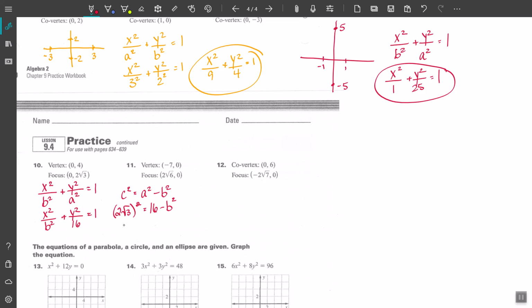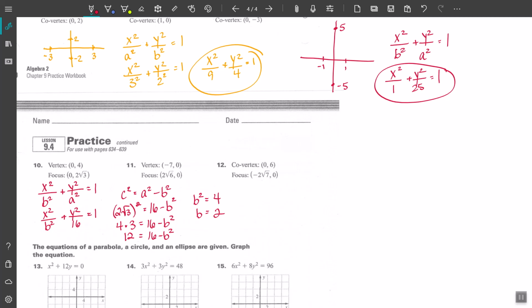So 2 raised to the second power is 4. The square root of 3 raised to the second power is 3. So I have 4 times 3 on this side. All right, so I end up with this right here. When I've done all the algebra, subtracted the 16, divided through by -1, which I'm not going to bother doing that right now on the video. I know you can do that part. I'm going to end up with a b squared of 4 and then a b value of 2. Okay, so now I can see that my b is 2.